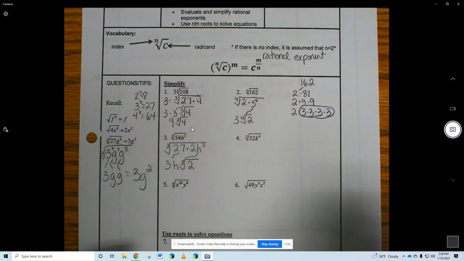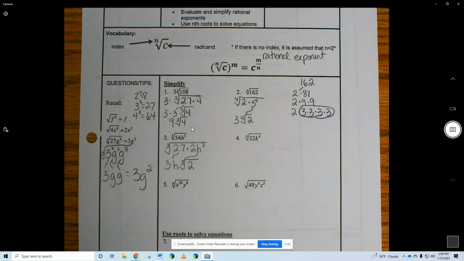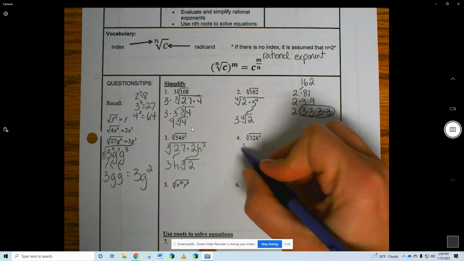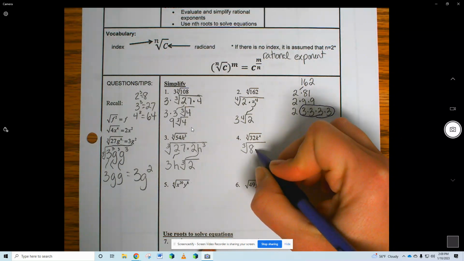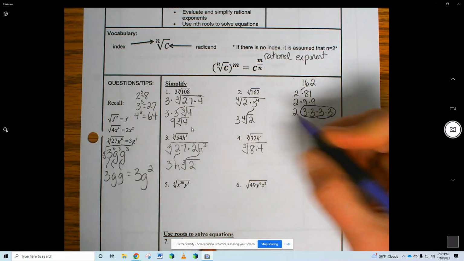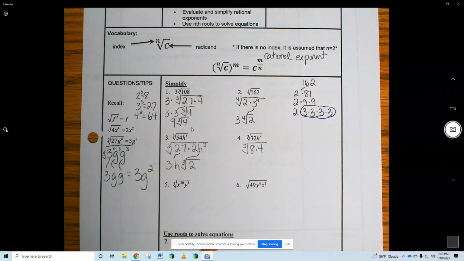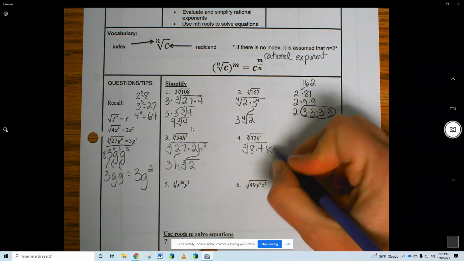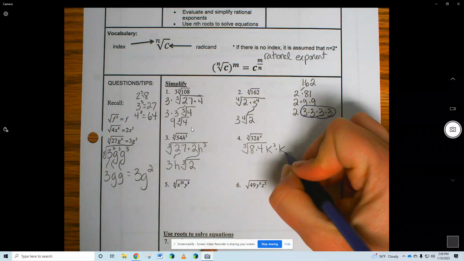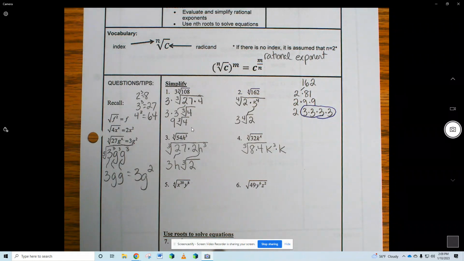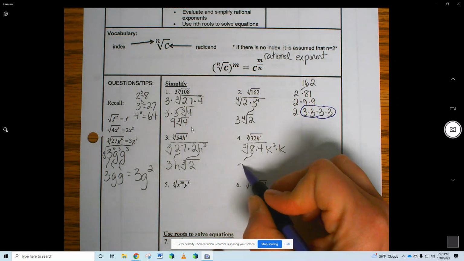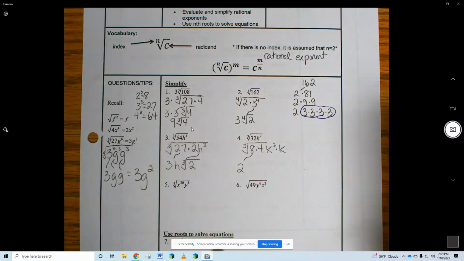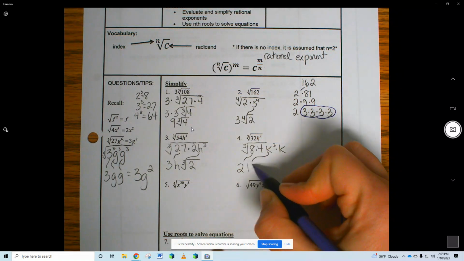All right, cube root of 32. What'd you guys do? 8 and 4. So 8 times 4. And what'd you do with the k to the 4th? K cubed times k. That makes 4. Take out what you can, which is going to be the 8. Comes out as a 2. K cubed comes out as just a k.